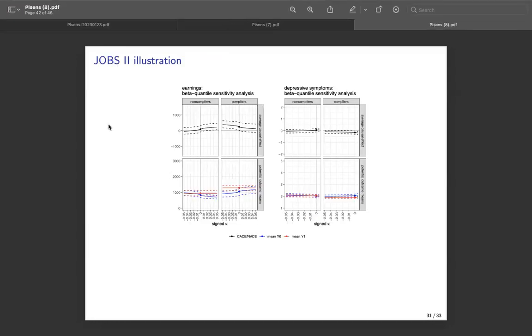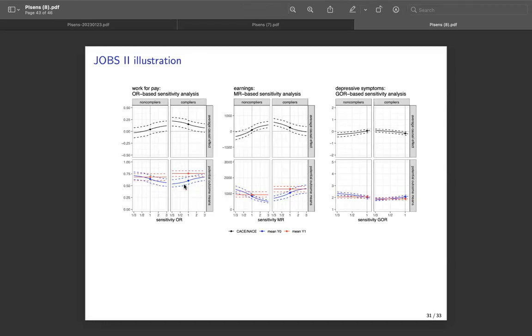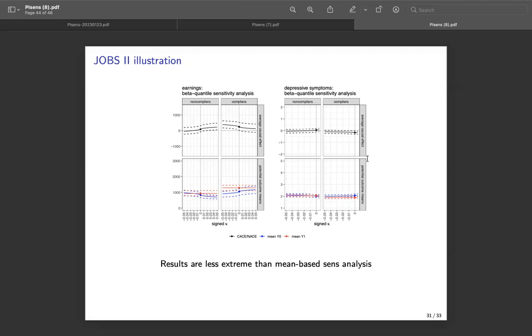So I just want to show the result. This is the result for the earnings outcome and the depressive symptom outcomes if we use this method. Just to compare, I'm going to flip to the previous results using the mean-based method. Sorry, just ignore the first panel here and look at these two. Okay, now I'm going to flip back. There's much less variation here when using this method, because how much the effect can change is restricted by the information about the distribution of y0 given x. So, see the difference.